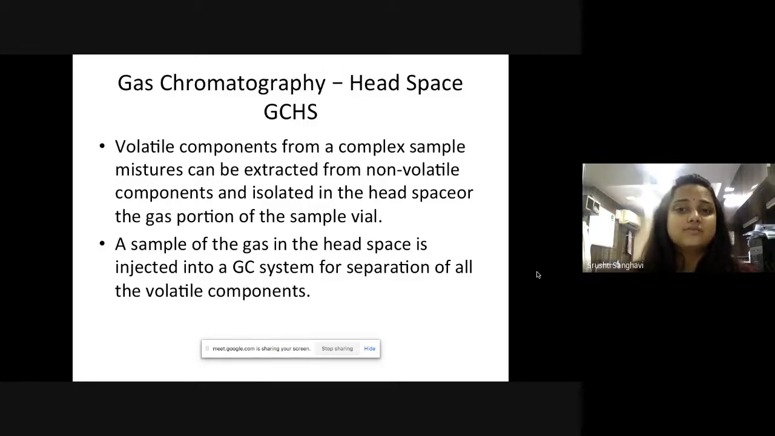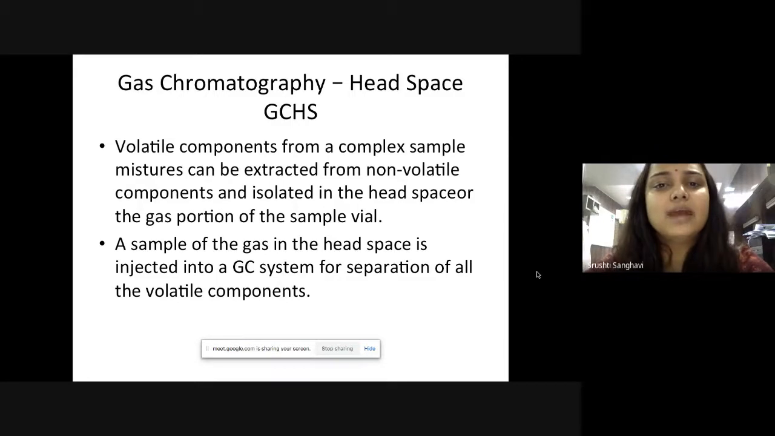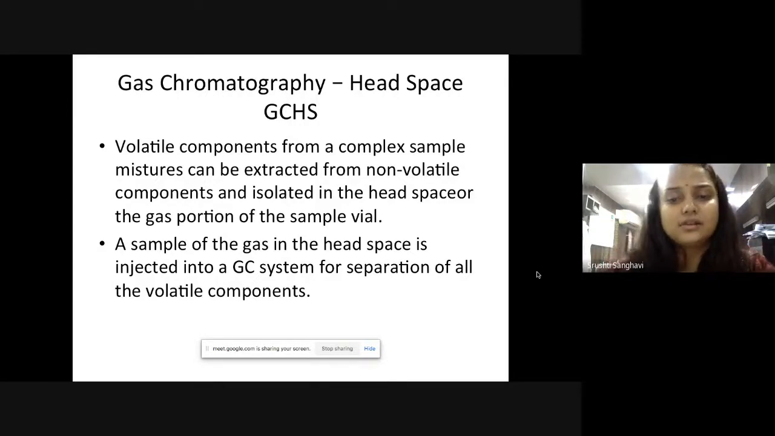You can put it into a headspace vial. Okay. So let's try and understand what exactly is headspace and what is gas chromatography headspace, and how Pav Bhaji Masala from Badshah can be analyzed using gas chromatography without having to do any sample preparation. From a complex sample such as Pav Bhaji Masala, volatile components such as clove oil or cinnamon oil, all of those things can be extracted and isolated in the headspace, or the gas portion, of the sample vial. Okay, there's a certain vial, and that is how you can do it.